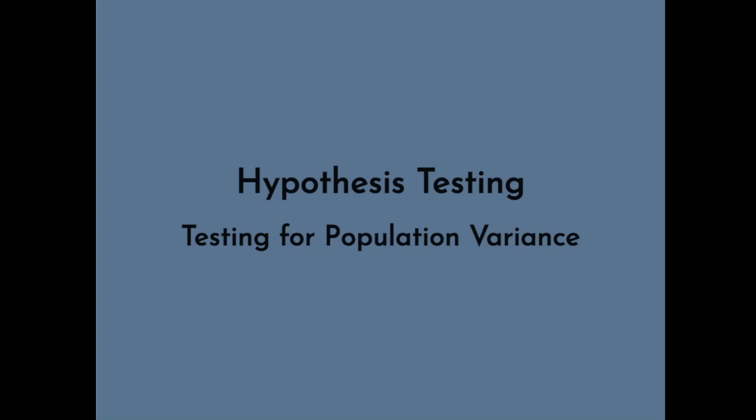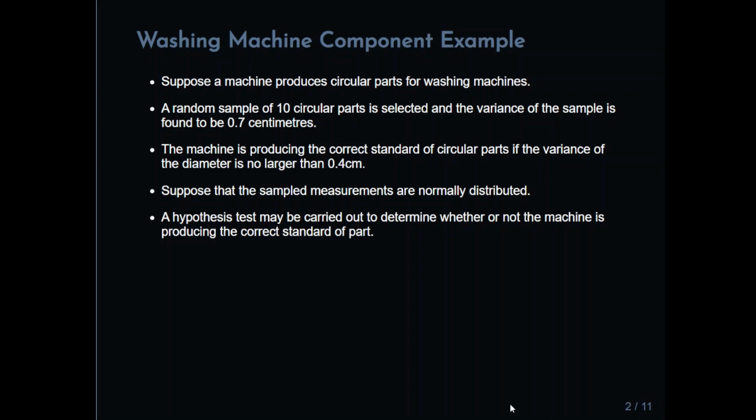Okay, in this presentation we are going to look at hypothesis testing for population variance. We have an example here where we have components for washing machines. Suppose a machine produces circular parts for washing machines. A random sample of 10 circular parts is selected and the variance is found to be 0.7 centimetres.